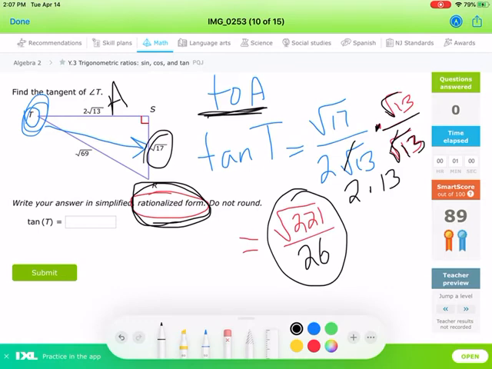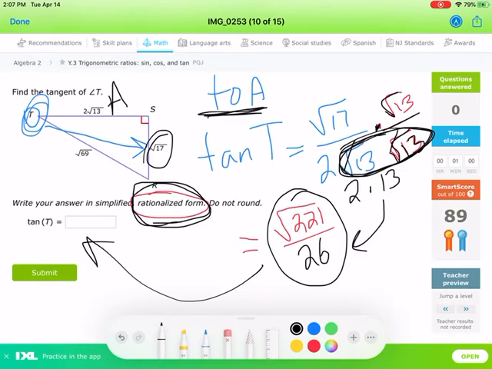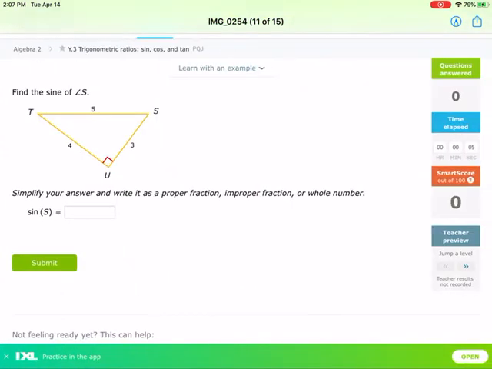Next rule says anytime you multiply a radical by itself, the symbol goes away, you just keep the number underneath. So this is really 2 times 13, which is 26. So root 221 over 26, 17 times 13 is 221. And that would be your answer. That's what you literally type into that bar right there and then hit submit. Crushing it. All right, what's next?